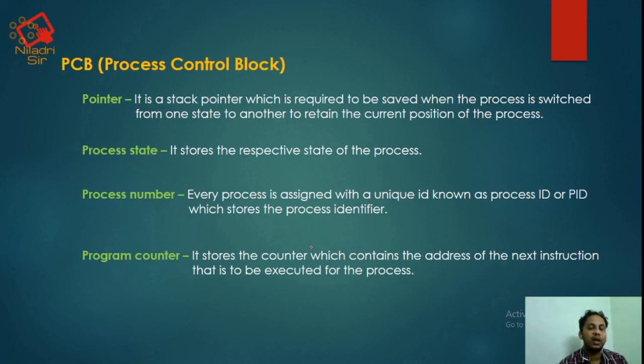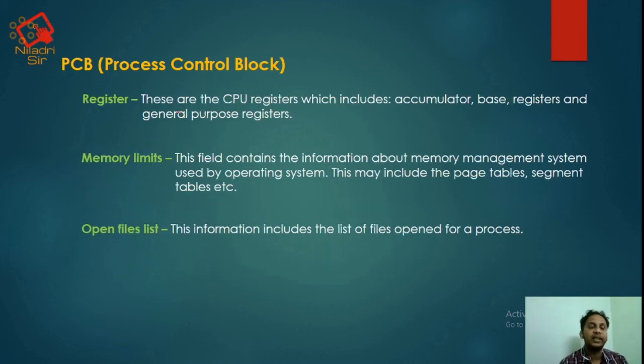Next is program counter. It basically stores the counter which contains the address of the next instruction that is required to be executed. Next one is registers. As I have told, these are the CPU registers, which include accumulator based registers and general purpose registers. Next one is memory limits. This field contains the information about the memory management system used by the operating system. This may include the page table, segment tables, etc. In the memory chapter, we will discuss these page tables and segment tables.